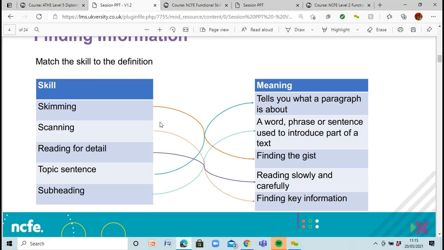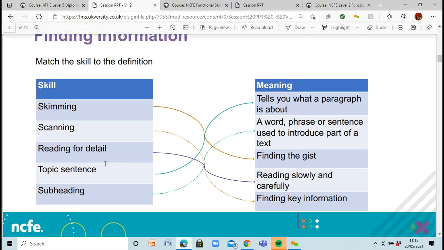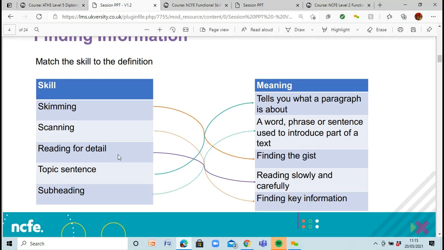Finding key information. Yeah, finding the gist is what the first person said, so that's right. Skimming is to find the gist. Okay, it's okay. And you said finding key information, so that's not skimming. What could it be instead? Yeah, fantastic. So skimming, finding the gist. Scanning is finding key information. Well done. Reading for detail, which one would this match? Would it match carefully? Yes, fantastic. Well done. So reading slowly and carefully.